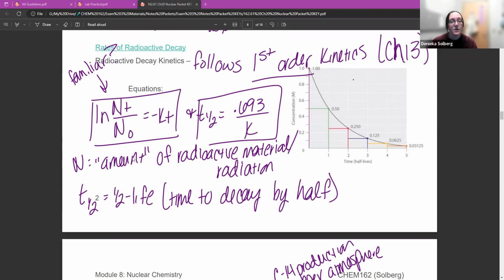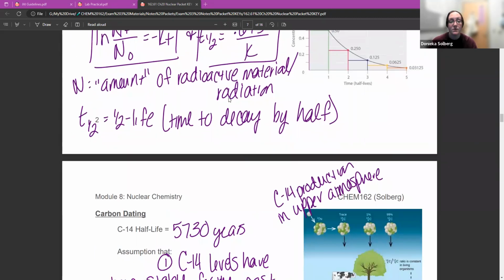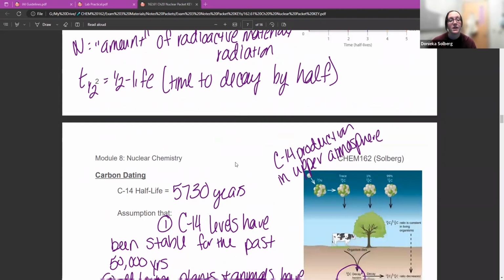Okay, so N stands for the amount. You can use these two equations. Now, if you've done half-life before and you know the regular half-life equation, you can use that. That's totally fine. But I'm using these equations specifically to demonstrate that it goes with the kinetics section. Okay, so this is how fast the reaction happens. Okay, so this is how we date a lot of things. It's how we find how old things are that have radioactive material in them.